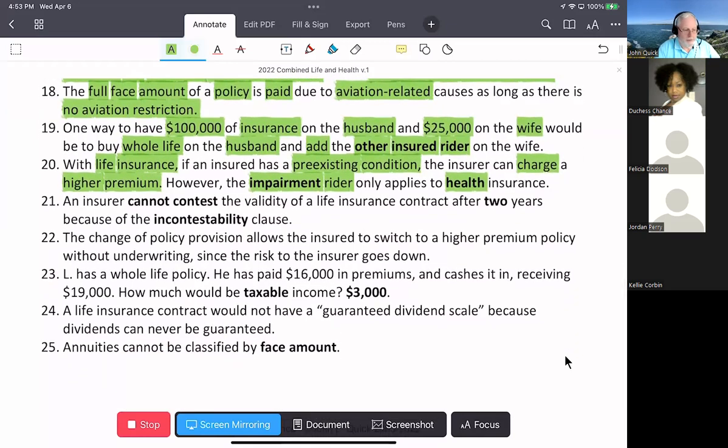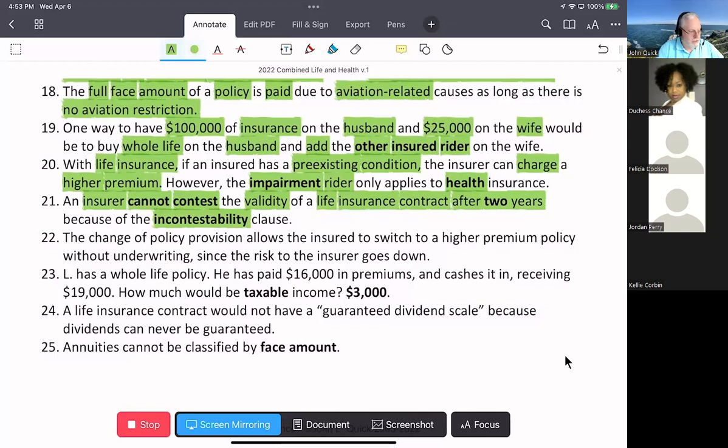Now, contestability. The insurer cannot contest the validity of a life insurance contract after 2 years. After 2 years, a lie becomes the truth. You got them, they got you, because of the incontestability clause.